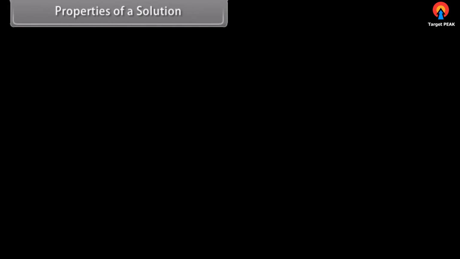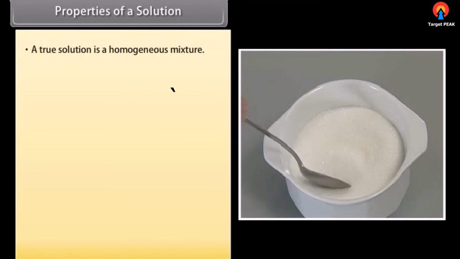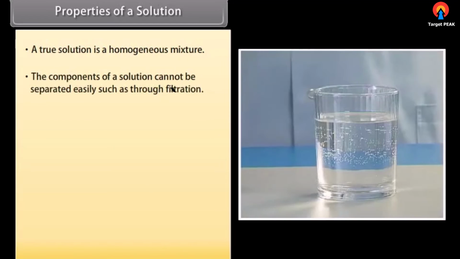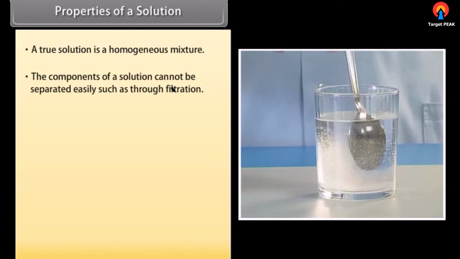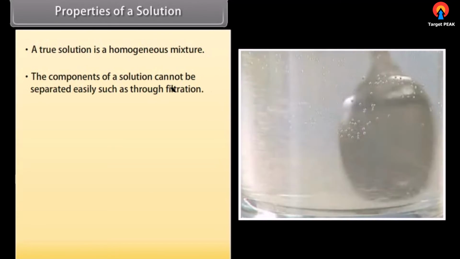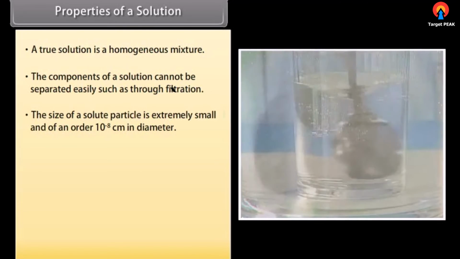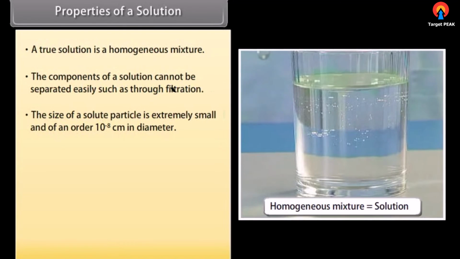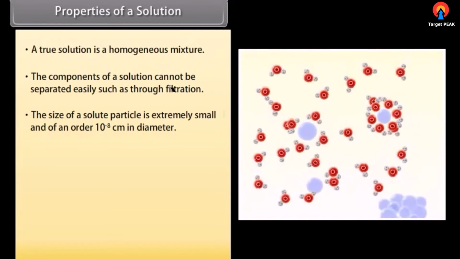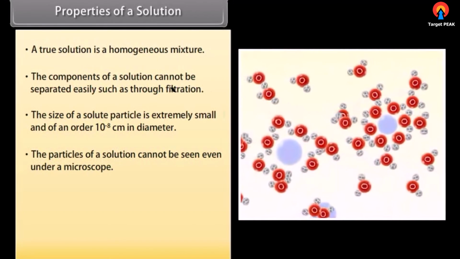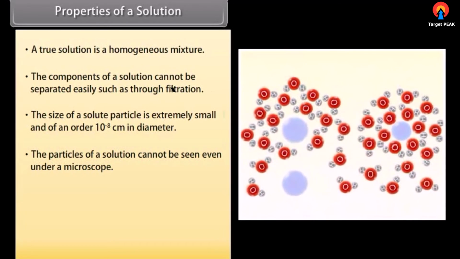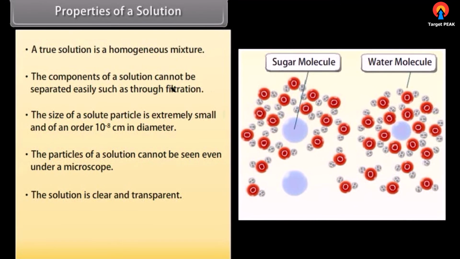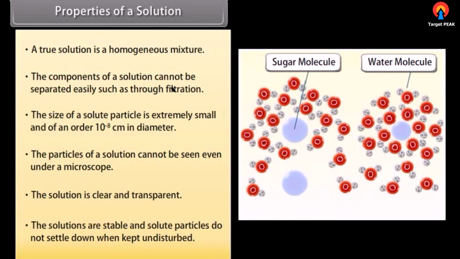Properties of a solution. A true solution is a homogeneous mixture. The components of a solution cannot be separated easily, such as through filtration. The size of a solute particle is extremely small and of the order 10 raised to the power minus 8 cm in diameter. The particles of a solution cannot be seen even under a microscope. The solution is clear and transparent. The solutions are stable and solute particles do not settle down when kept undisturbed.